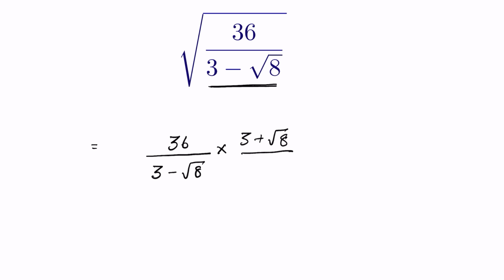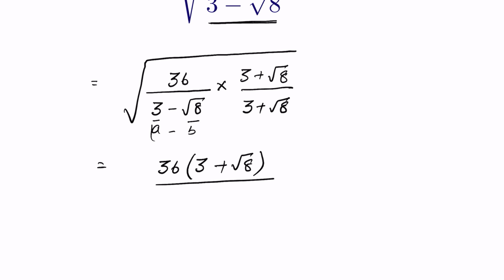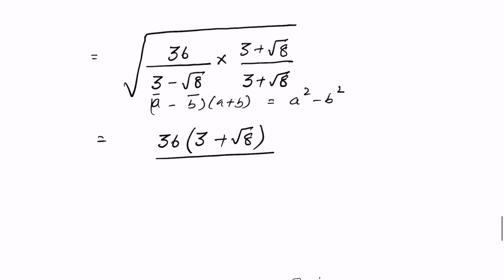square root of 8. Multiplying and dividing by the same number means we are multiplying by 1, because they cancel out and it is equal to 1. So this is 36 times 3 plus square root of 8 upon, if 3 is a and square root of 8 is b, then it is a minus b times a plus b. In terms of difference of squares, it is a square minus b square. So we can write it as 3 square minus square root of 8 square.